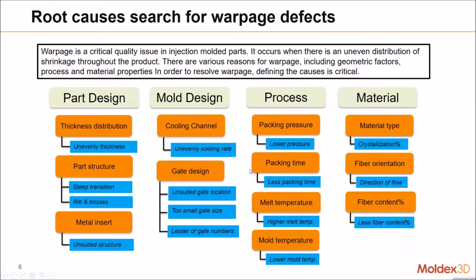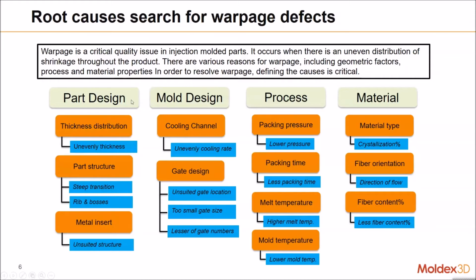Okay, so on this page, I summarized the potential root cause factors that induce warpage defects on the part, and I expect this page can give you more ideas to solve the warpage problem. Normally there are 4 key factors which could produce the warpage issue: the part design, the mold design, the process, and the material.